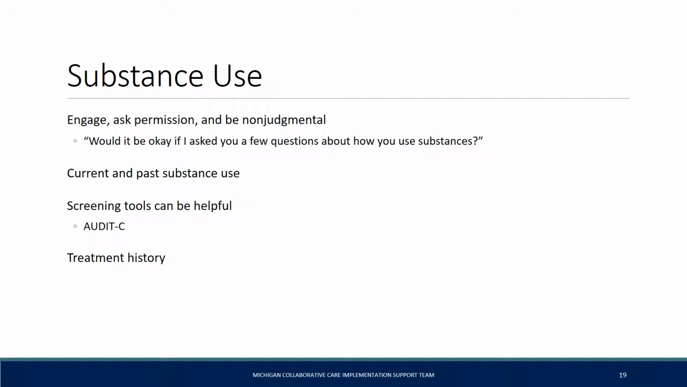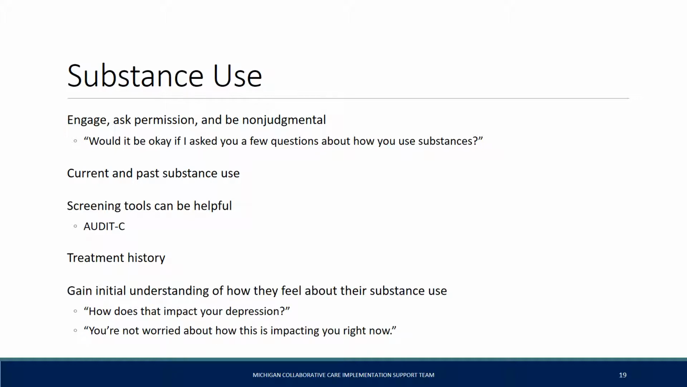We also want to be curious about treatment history. So if they do disclose any current or past substance use, we want to ask whether they've received any support around that, whether those be mutual support groups or more formal treatment, such as individual therapy or any rehab or detox, and make sure to ask this in a sensitive manner. And then if it feels appropriate, we can also move forward to try to gain an initial understanding of how they feel about their substance use.